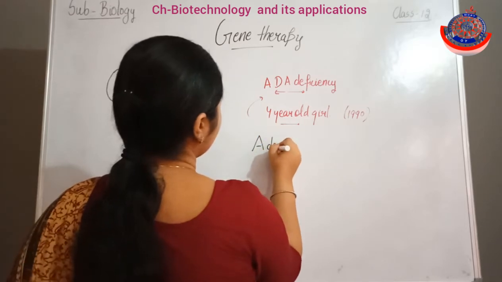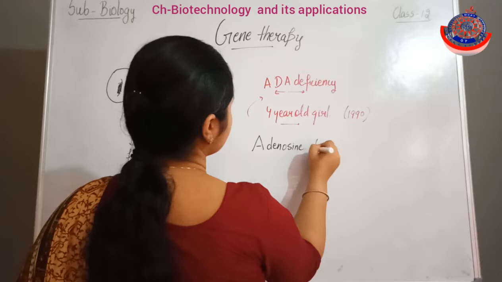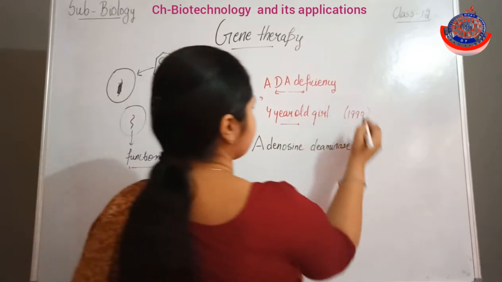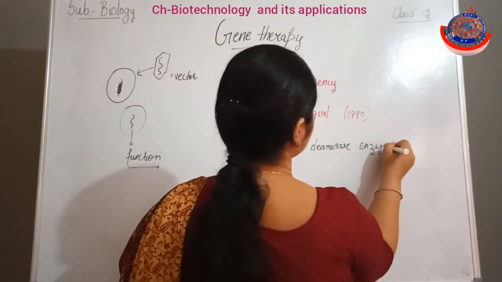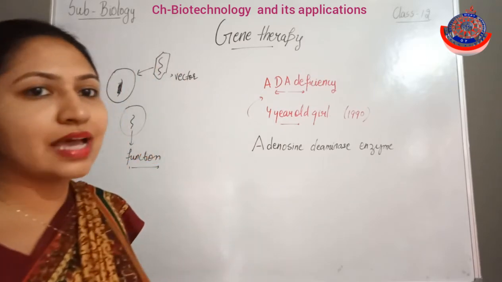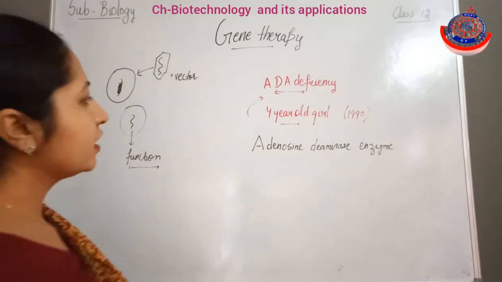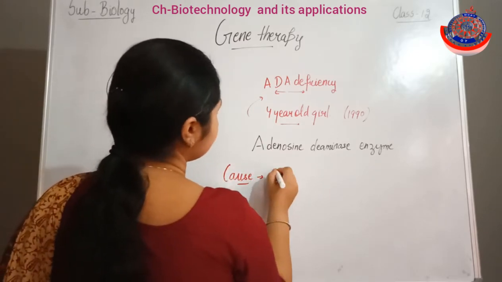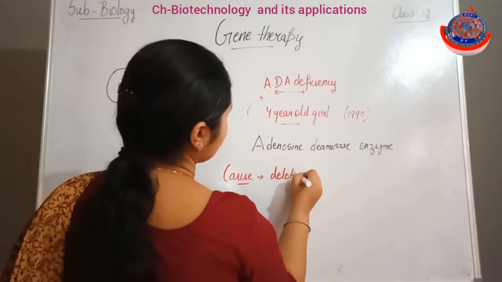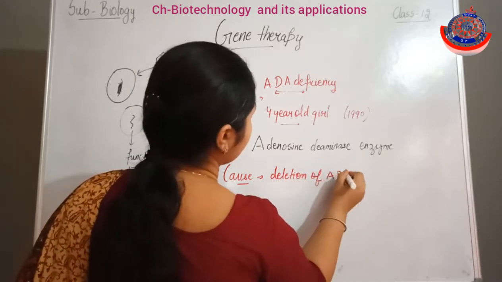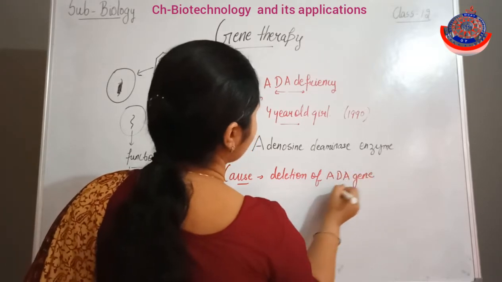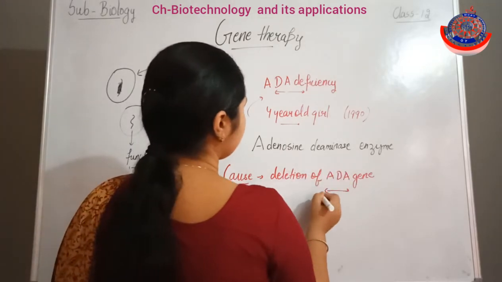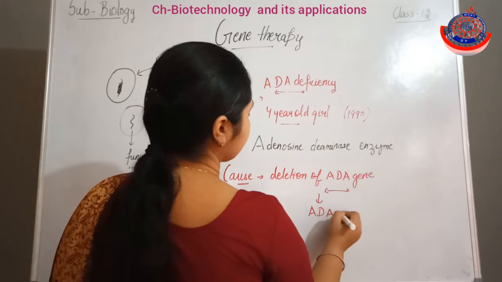It means adenosine deaminase enzyme deficiency. And how does this enzyme deficiency occur in the body? The cause is the deletion of the ADA gene. So when the ADA gene gets deleted, it will not be able to produce the ADA enzyme.